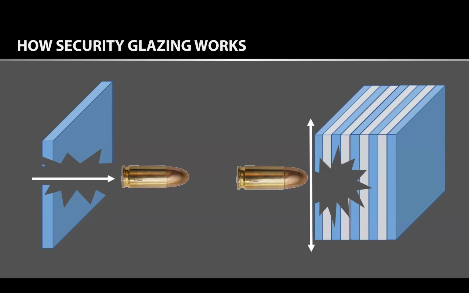So if I were to shoot a projectile at a single pane of glass or even an IGU, yes, it's meeting another force and it's slowing down, but it's not slowing down enough to come to a complete stop. That's why we utilize a laminated system, all right? Because it's going to hit that first layer, slow down, second layer, slow down even more, third layer, come to a complete stop.